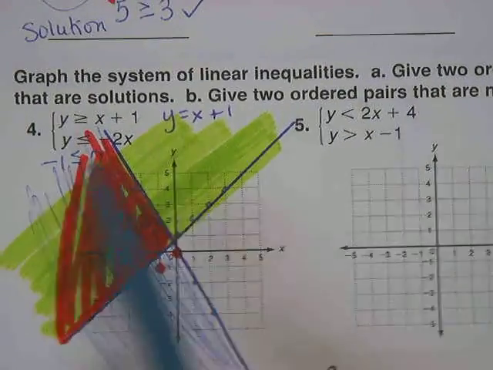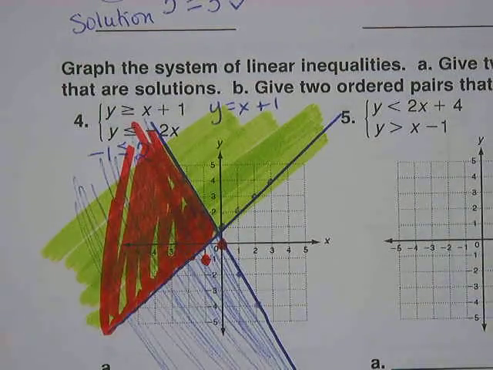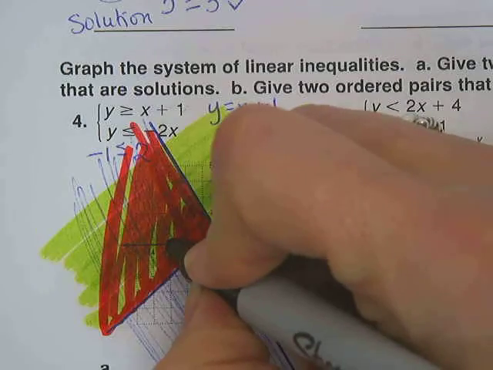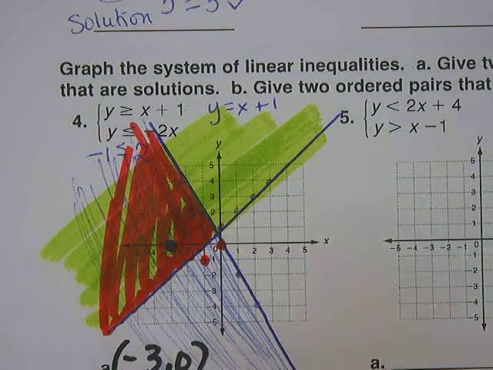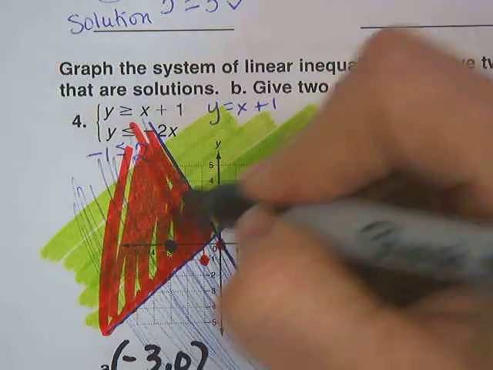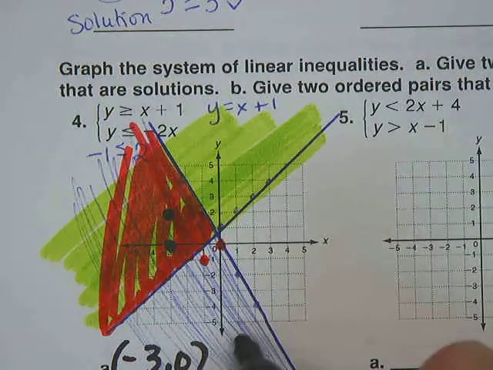And now you're supposed to give 2 ordered pairs that are solutions. So you just go over here, grab a different color, and you find an ordered pair in the solution set. So negative 3, 0 is a solution.